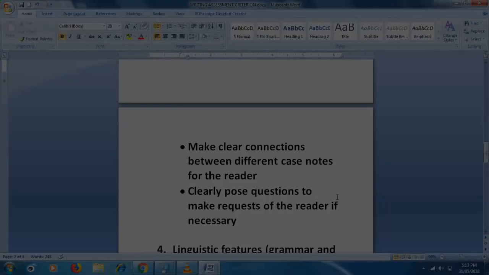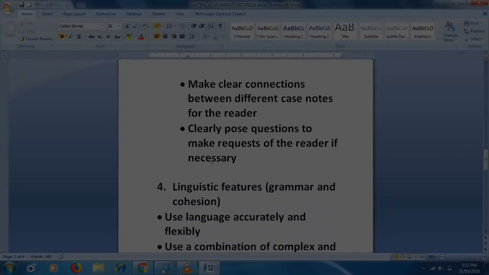Then there is clearly posed questions to make requests of the reader if necessary. Now, this means that you need to outline the requests clearly, and I'd like to advise against using question marks in the letter. In formal writing or in medically written letters, there are no question marks. If a request has to be made, I think it's more suitable and appropriate to write, "It would be greatly appreciated." That's better rather than writing something like, could you please do this, and then ending it with a question mark. So I would advise against using sentences that start with could and then end with a question mark.